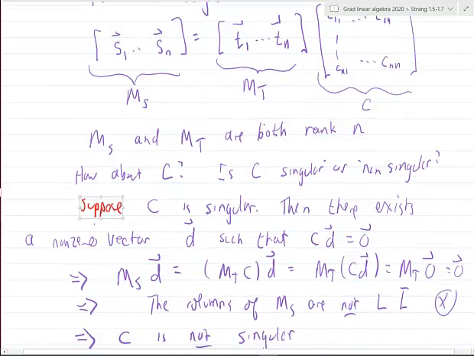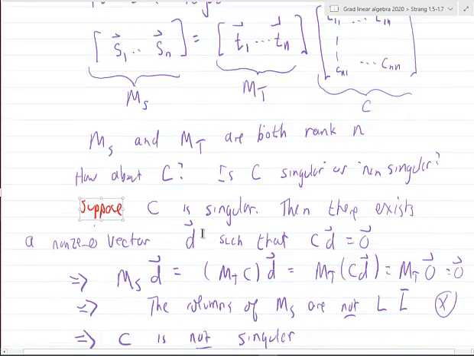Okay? Now, if C has a homogeneous solution, then I can multiply this equation MS equals MT times C on both sides by the vector D. So MS times D is going to be MT times C times D. If I do some associative law, I get MT times CD, which is MT times 0, which is 0. That means MS times D is equal to 0. That means the columns of S are not linearly independent, right? Because this here is actually a linear combination of the columns of MS. Now that's a contradiction because we know that the columns of MS are linearly independent. So we get a contradiction here.